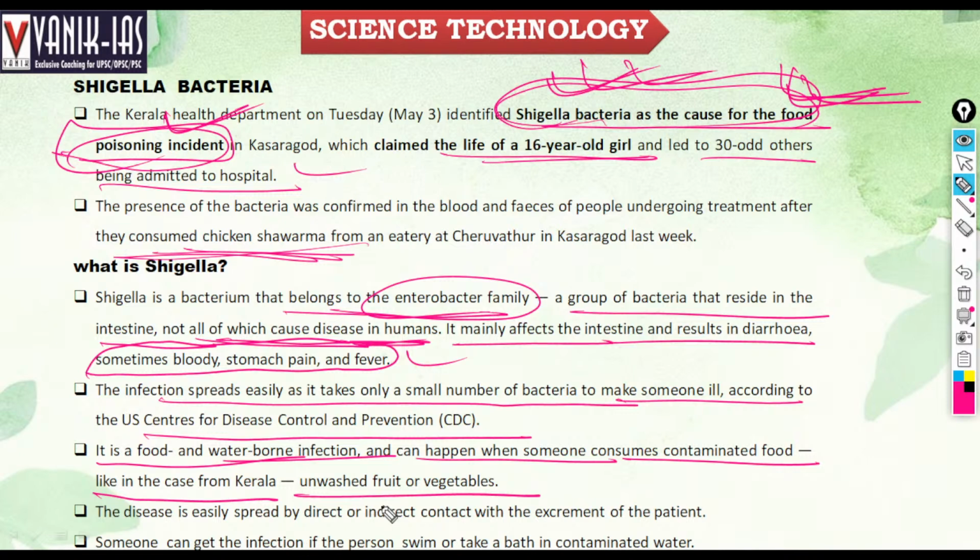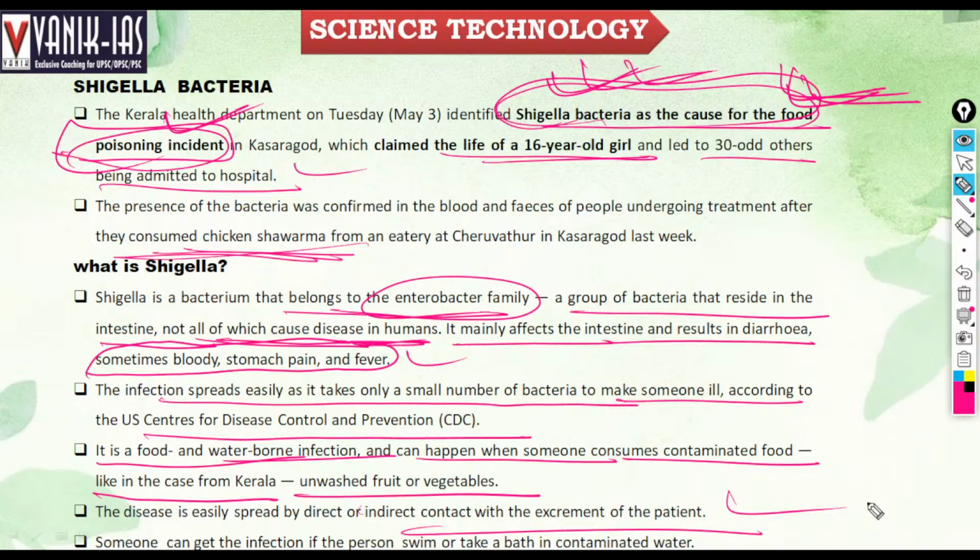Remember, for each disease, each bacterium, every year they ask at least one question regarding this, on which bacteria is in use. So Shigella bacteria is related to food poisoning, and this might be transmitted by humans, especially through contaminated food or fruits, unwashed fruits or vegetables. The bacteria is easily spread by direct and indirect contact with the excrement of the patient. Direct human transmission is also possible.